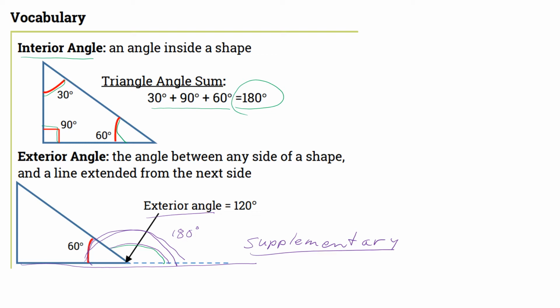Okay? All right. So the important thing is this guy here on the outside. Wow, it's getting messy, isn't it? Okay. This guy plus this interior angle add up to 180 degrees because they're supplementary.